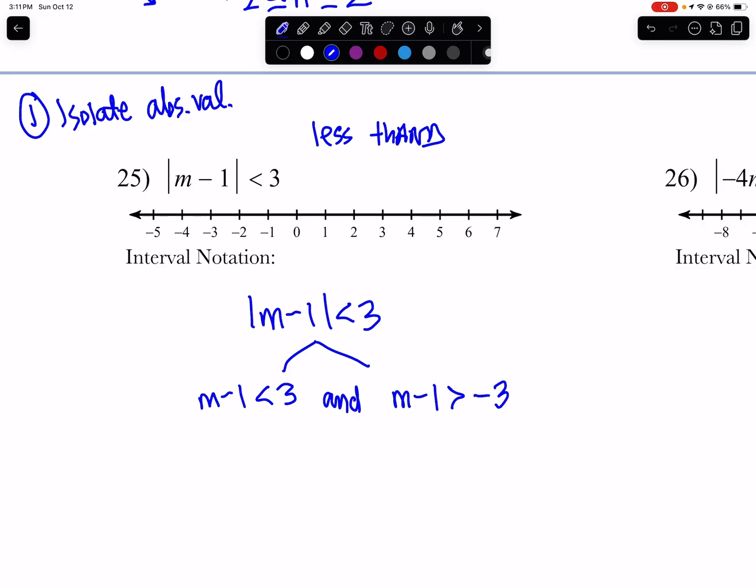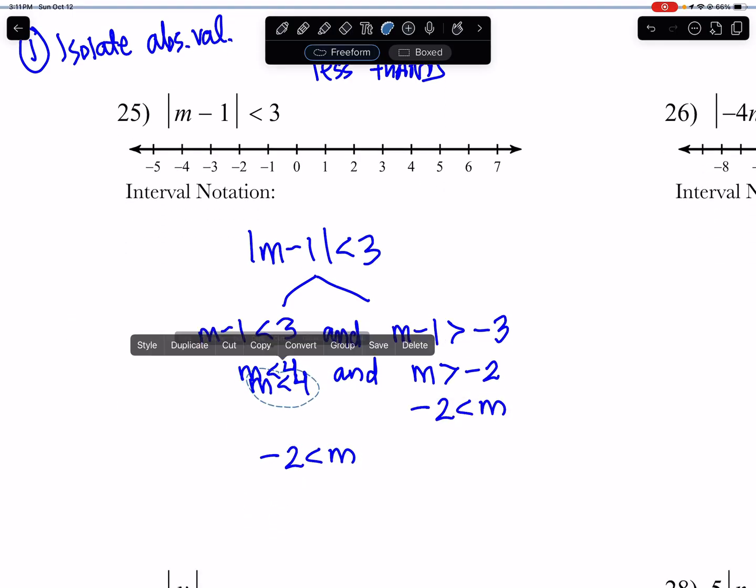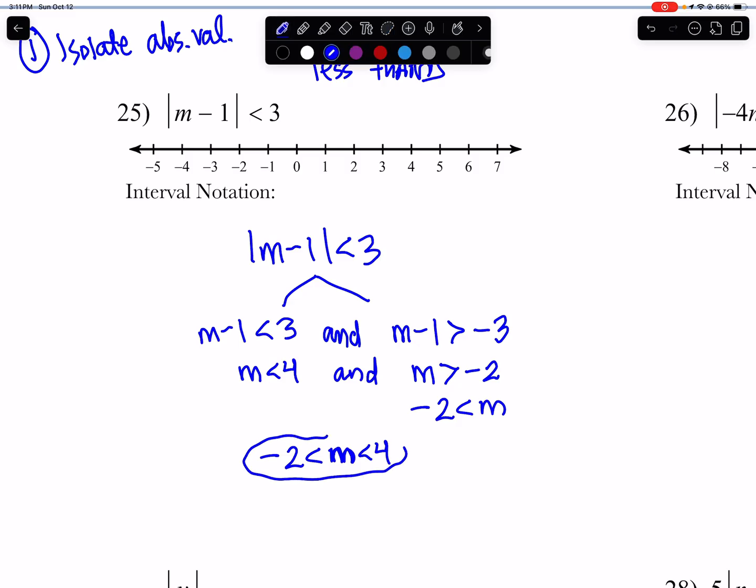Okay, and we'll solve these individually. So m is less than 4, or m is bigger than negative 2. And that is a totally okay way to write it. But most of you probably will prefer to have it written as a double inequality. So if you flip that one and move it, if I duplicate and put one here, duplicate this, put it here, that's your double inequality. So you're just mashing them together.